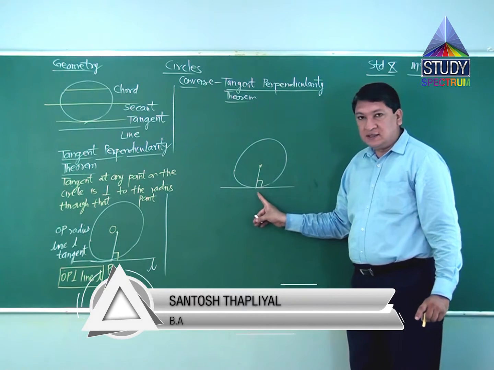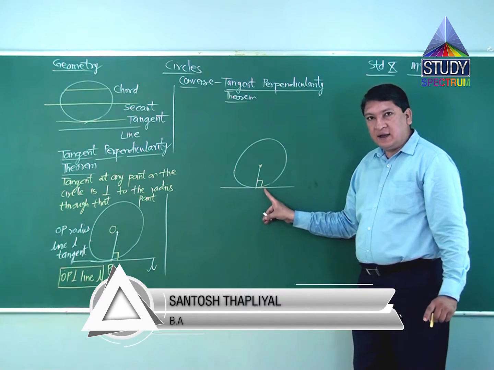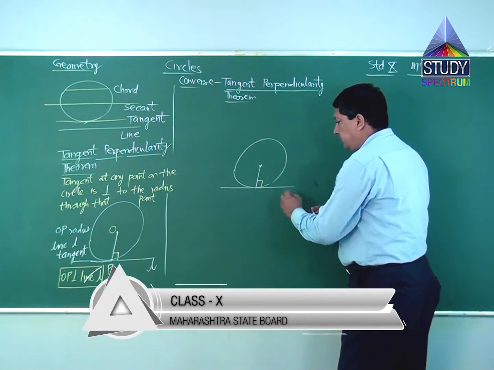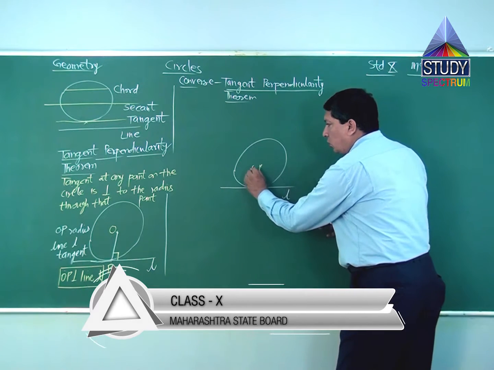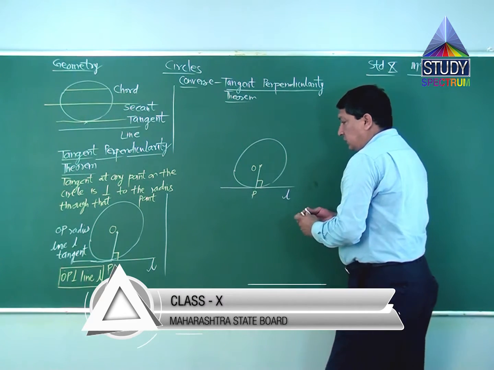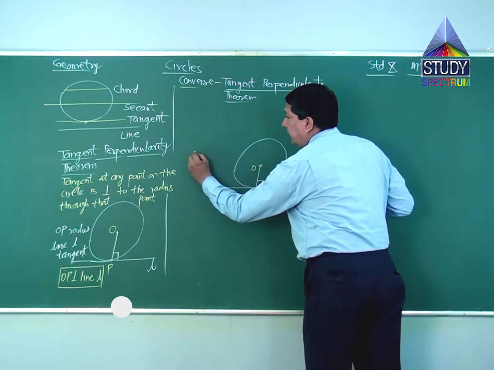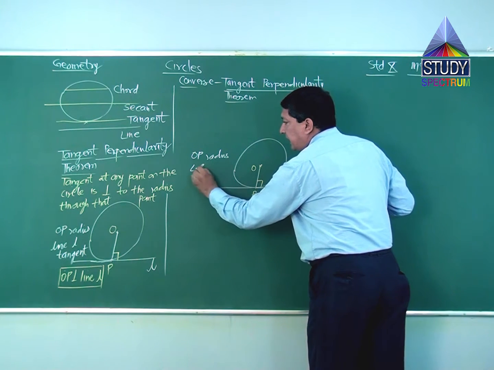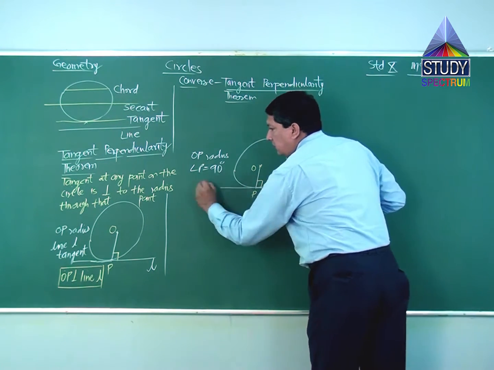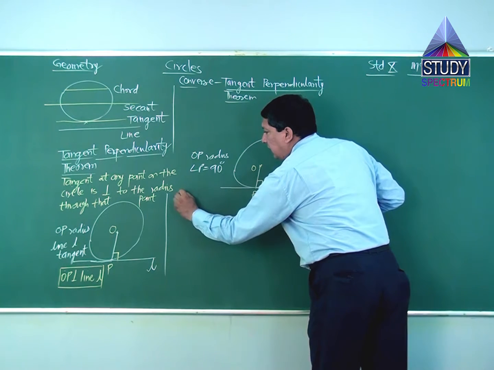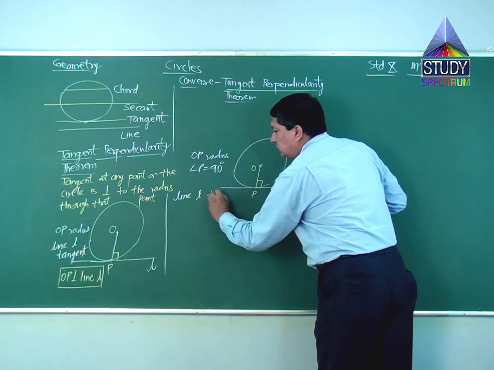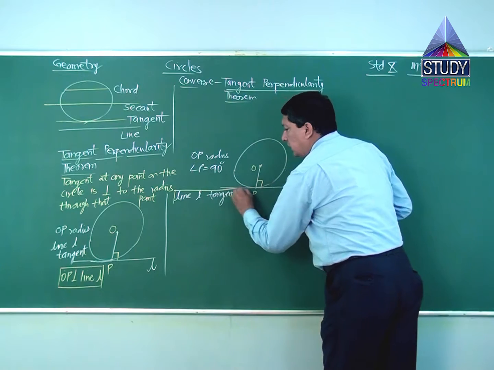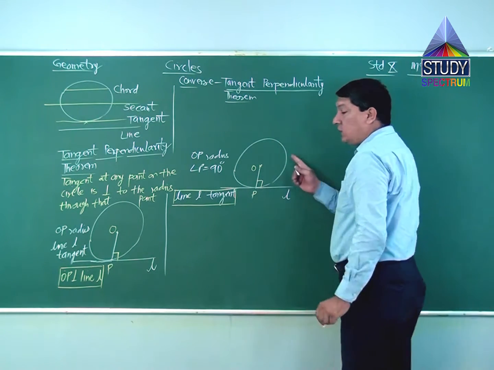Known to us, the radius is making a 90 degree angle with a line at its outer end, then that line becomes a tangent. So if I name this line as L, the center is O, and the point of contact as P. If it is given to us that OP is a radius, and like last time, angle P is 90 degrees, then by applying this theorem, we can say that line L is tangent, by applying the converse of the tangent perpendicularity theorem.